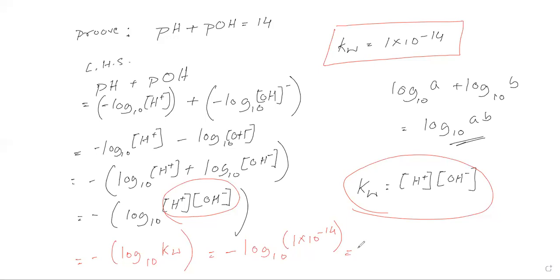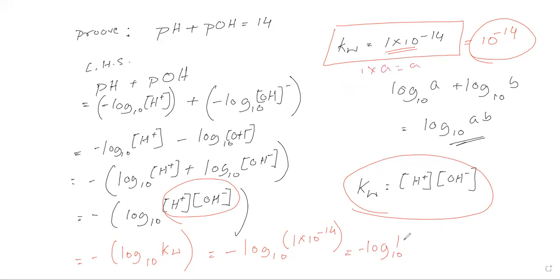Now, if we do the calculation using a calculator, you would simply get 14. But if you want to do it manually, you can prove it this way. Log base 10, 1 times anything is actually that term, isn't it? So writing 1 into 10 to the power negative 14, or writing 10 to the power negative 14, is the same thing, because 1 times anything is equal to that value. That's the concept here.